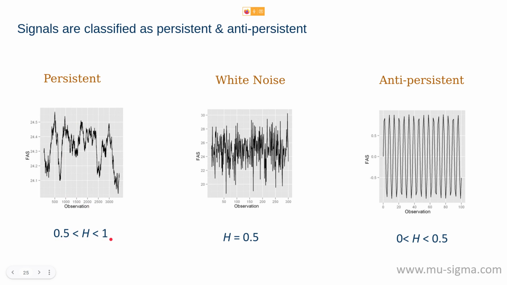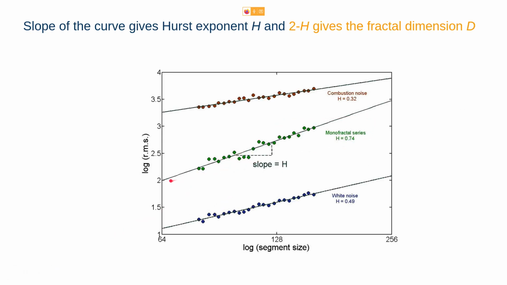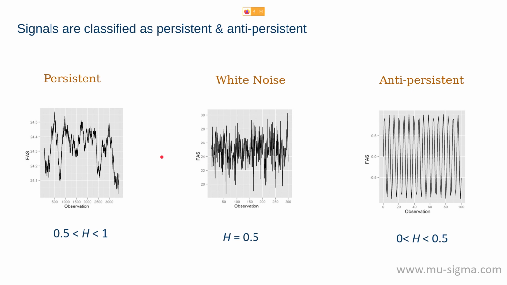This is what we have seen for the case of the monofractal time series. You can see a trend in this plot. Such signals are what we call persistent signals, and the Hurst exponent should lie between 0.5 and 1 for such cases. Now for white noise, as we saw in the previous case, the Hurst exponent lies close to 0.5. And for an anti-persistent signal, if you have a positive upward trend, then the probability that you will get a downward trend in the next segment is what anti-persistent means.